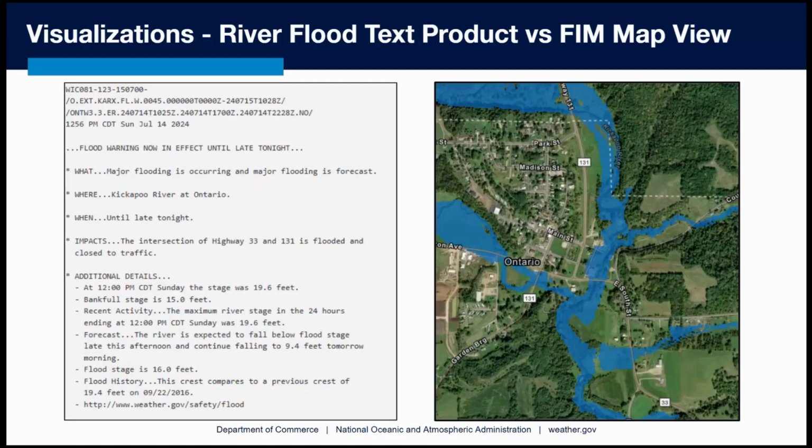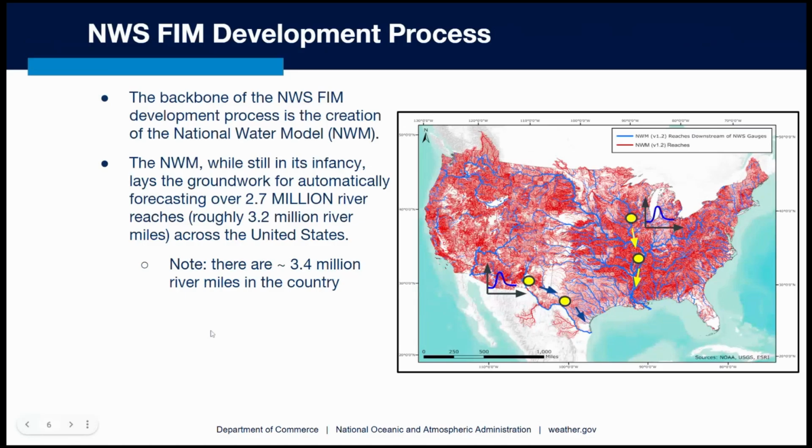And I'll show you that later, but of course we have an interactive map display for you to zoom way in, change your opacity, things like that to see what is being flooded. And we also have the ability for you, if you have your own internal GIS display capabilities, to take these services, these FIM services, and pull them into your own GIS displays and use them that way as well. So a little bit about the FIM development process.